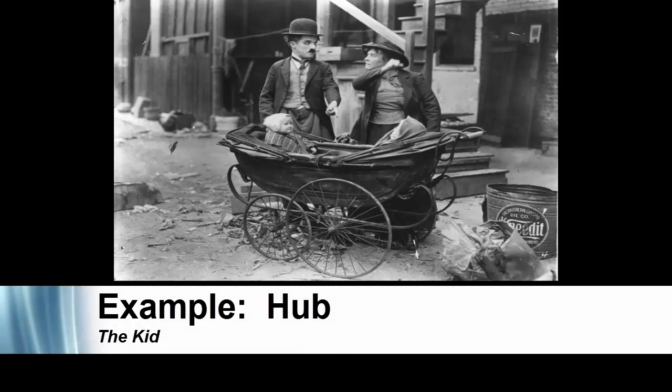Charlie Chaplin's character, the tramp, runs across this abandoned baby. There's a decision he has to make. Do I take care of the baby myself, or do I try to get rid of it? He decides to take care of the baby. That decision is a major event in the story. That is why it's a hub.